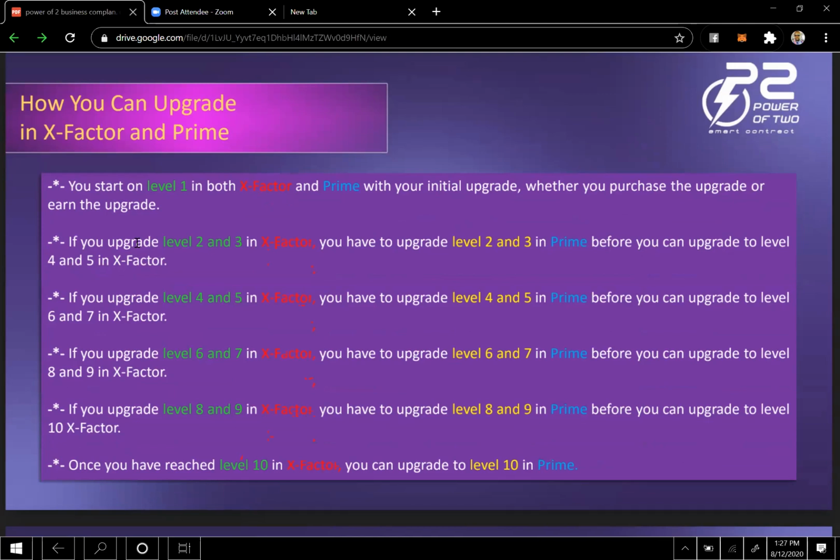I don't want to read all of this. You guys got a PDF file, you can read it. But what I'm telling you is, anytime you purchase 2 slots in X Factor, you must purchase another 2 slots in Prime. It goes in sequence like that all the way down.